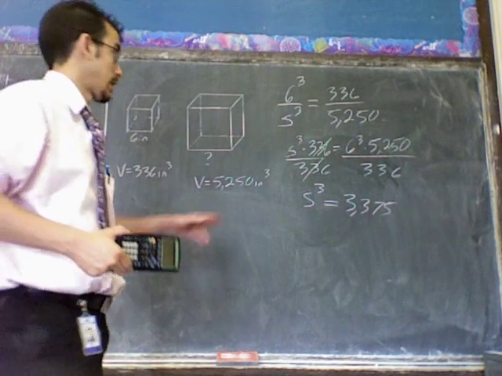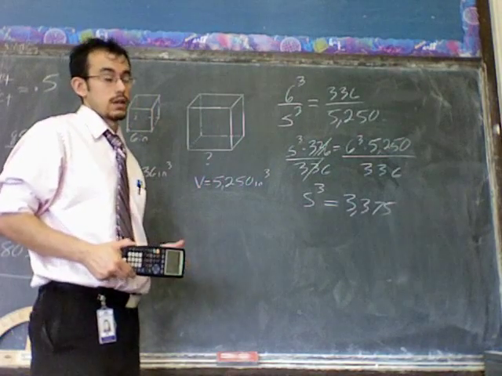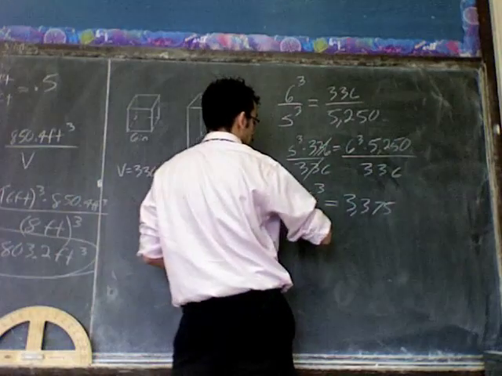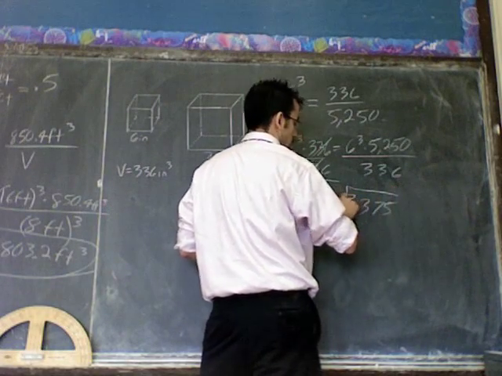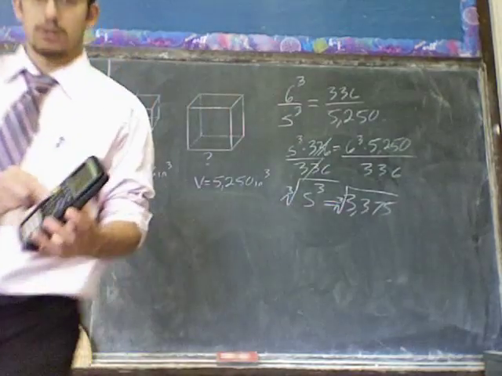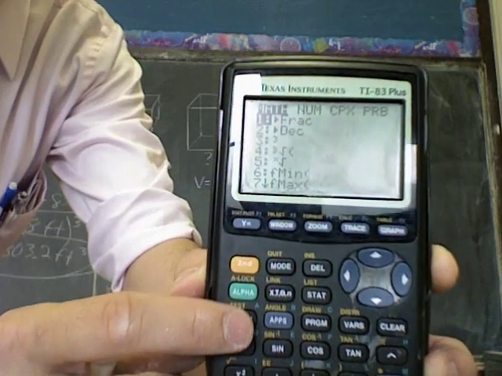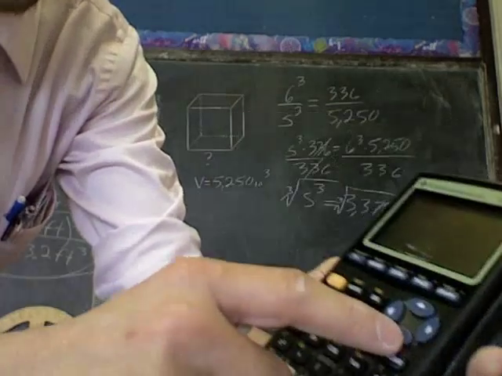That's not S though, that's not how long this side is. That's how long this side times itself is. So to get rid of a cube, I told you guys before, you have to take the cube root. Here we take the cube root as well. On the calculator, how you get that is you hit the math key, which is right where my finger is right now, and then you go to the fourth option down. Okay, the cube root would be right there.